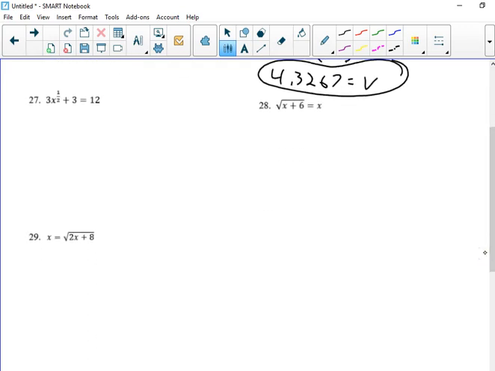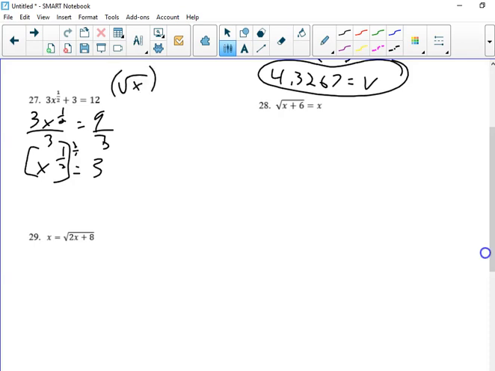3 more. Subtract 3. Divide by 3. Yes, that's 3. The opposite of the 1/2 is 2 squared, or 2 over 1. But remember, x to the 1/2 is really the square root. How are we going to do that? Square it. Same thing. We square this side. So x equals 9. Again, plug it in. 9 to the 1/2 is 3, times 3 is 9, plus 3 is 12. It all works out.